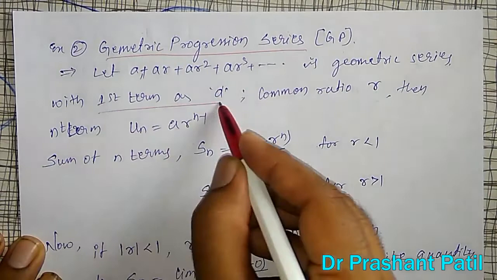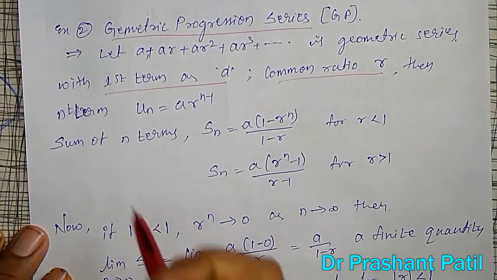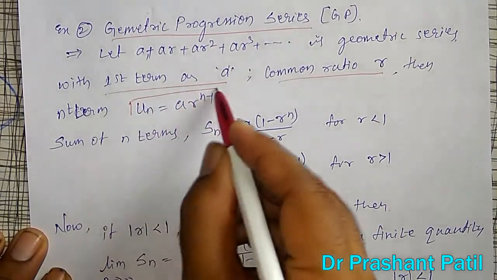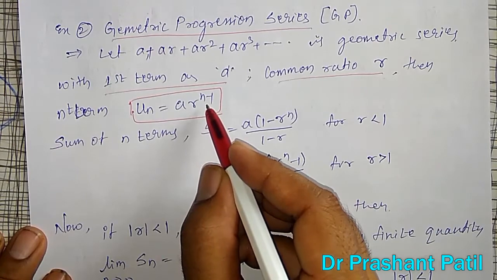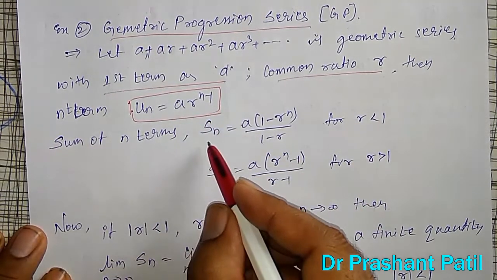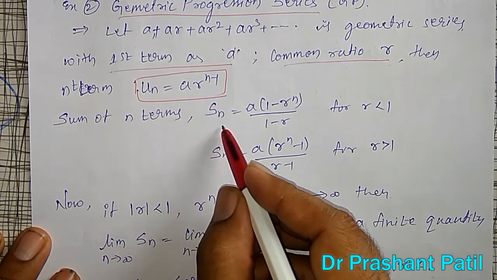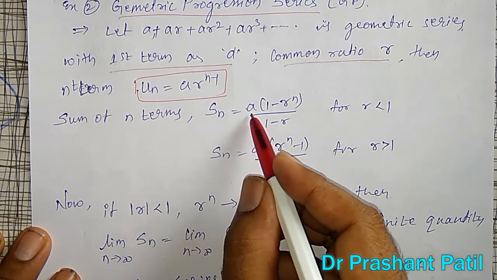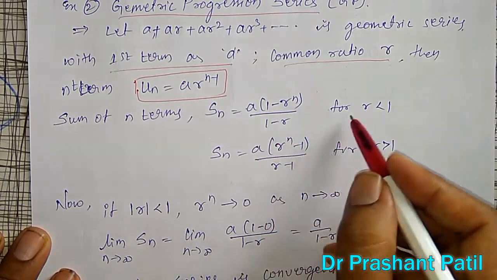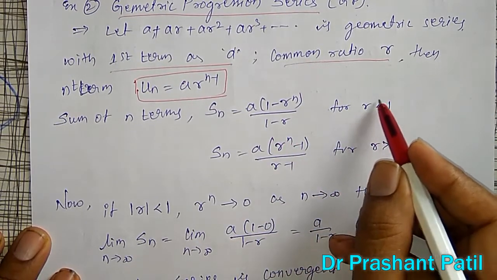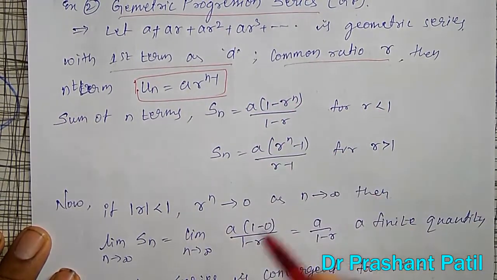The first term is a and the common ratio is r, then the nth term is given by un is equal to a into r to the power n minus 1. And the sum of first n terms, very important, is given by Sn is equal to a into bracket 1 minus r to the power n divided by 1 minus r for r less than 1. If the common ratio is less than 1, then this is the sum series.